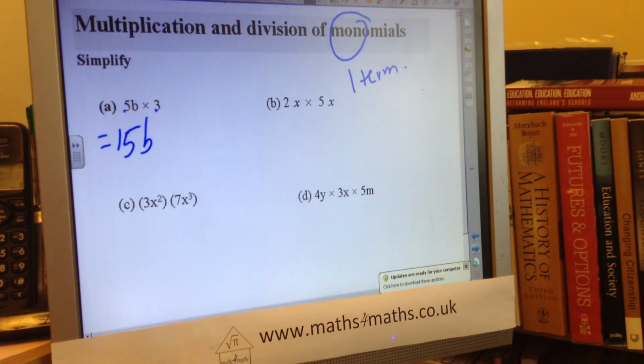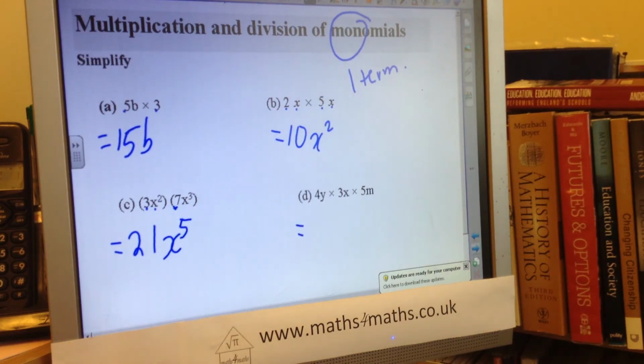Then we have our b. Over here we have 2 times 5 to give us 10, and x times x will give us x squared. Over here we have 3 times 7 will give us 21, and then x squared times x cubed will give us x to the power 5. Here we have 4 times 3 will be 12, 12 times 5 will be 60. Then we have our y, x, and m. In algebra, it's preferred to write them in order, so we have m, x, y.